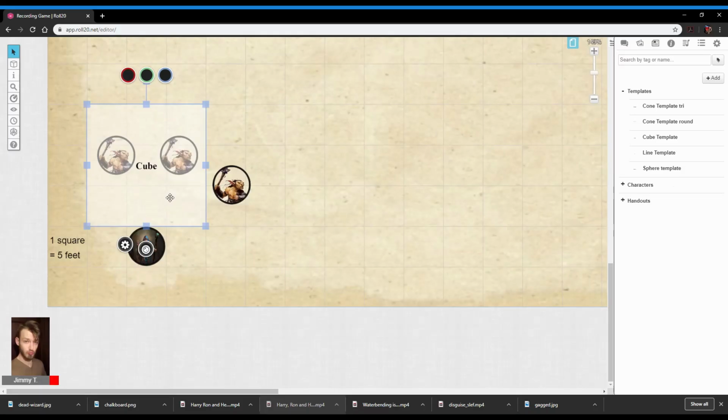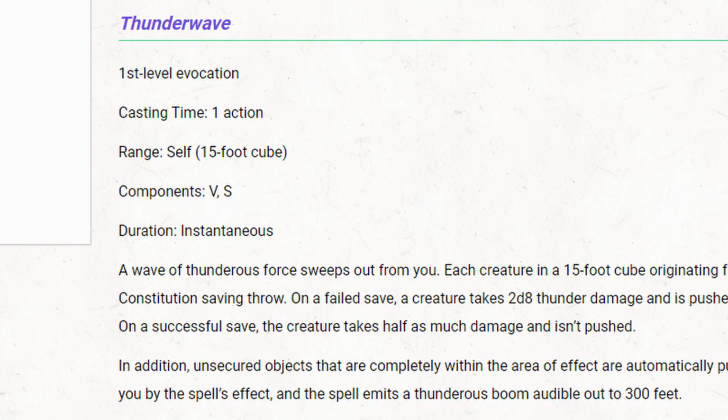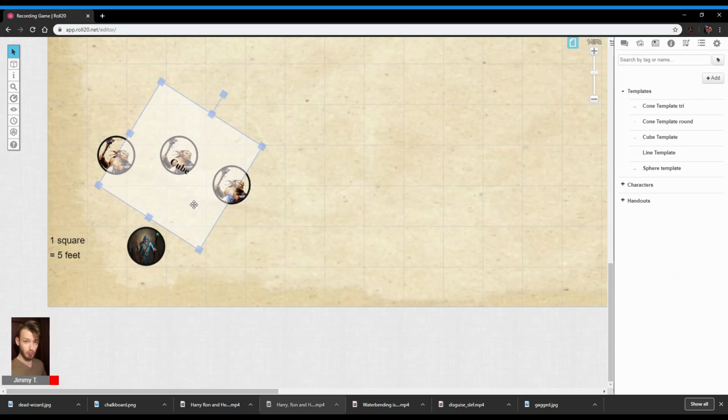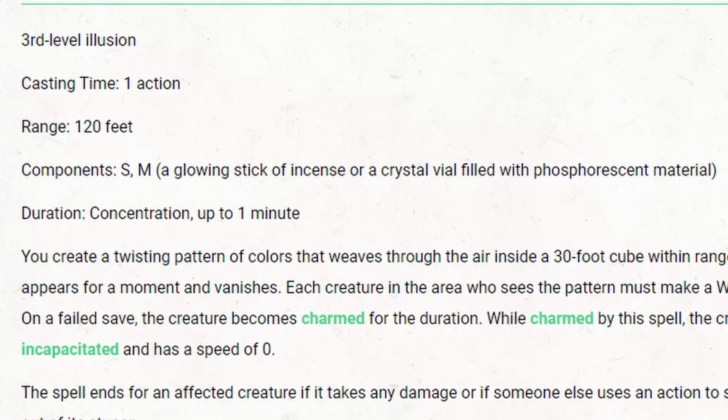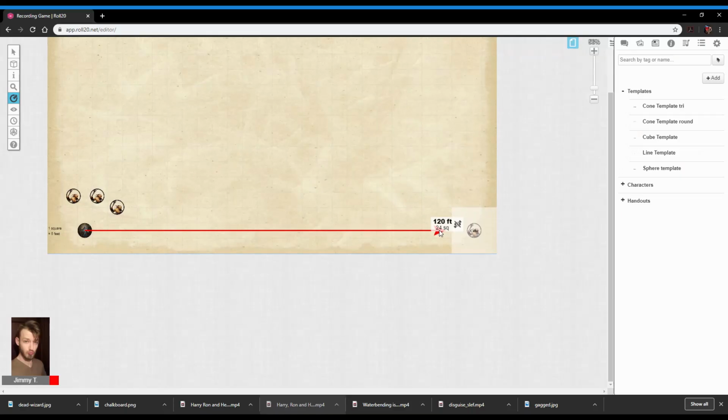A cube's point of origin is anywhere on one of its faces. So for example, with the spell Thunderwave, the origin is you, and you can cast it to travel in any direction from there. The spell Hypnotic Pattern is also a cube, but the point of origin is anywhere within range, which in this case is within 120 feet of you.